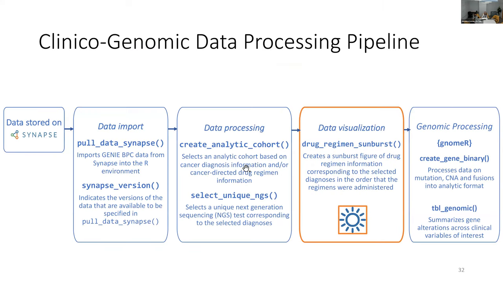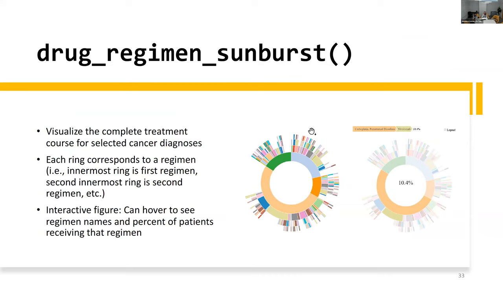Next, we will visualize the drug regimen data for patients in our cohort. So we specified what we wanted their first drug regimen to be, but we can visualize all of the treatment information for patients in our cohort. This is an example of the sunburst plot to the right, and it's a way to visualize the complete treatment course for a selected cancer diagnosis. Each ring corresponds to a regimen, where the innermost ring is the first regimen, the second innermost ring is the second regimen, and so on. And when you run this in R, it comes out as an interactive figure.